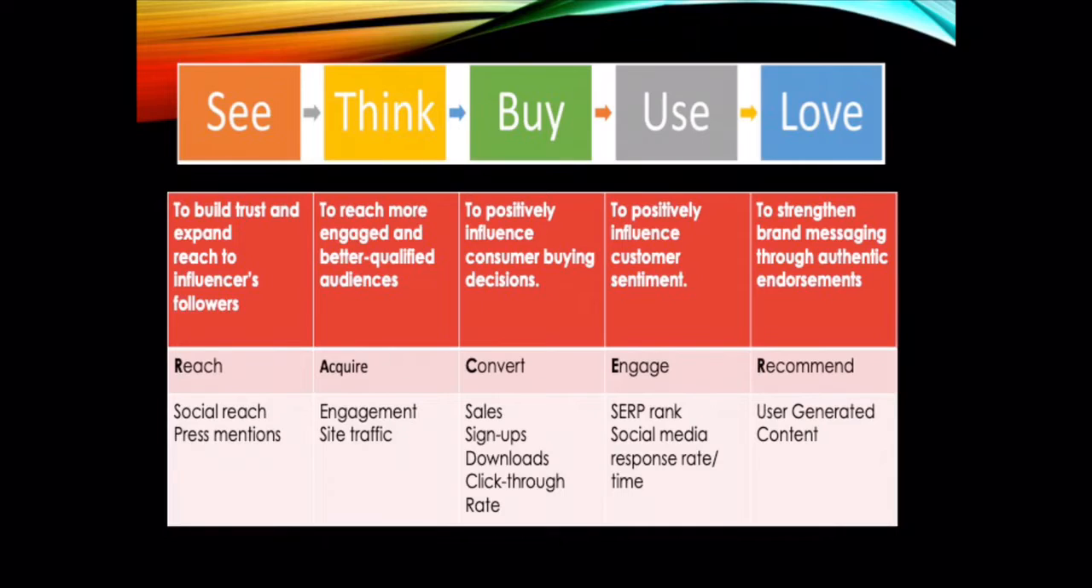Still talking about influencer marketing, in the use phase, your marketing objective would be to influence customer sentiment positively. What you would look at is your search engine results page and how high you rank on this page. Another KPI could be your social media response rates or your response time. And then when it comes to the love phase, working with this influencer, the marketing objective could be to strengthen brand messaging through product endorsements. And the KPIs you're looking at would be the amount of user-generated content that would be created by the influencers.